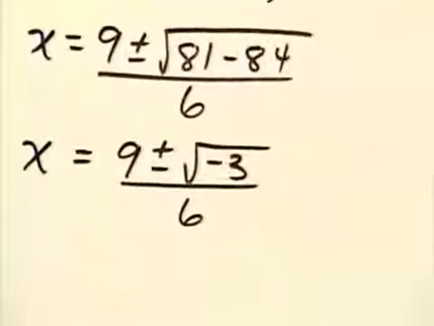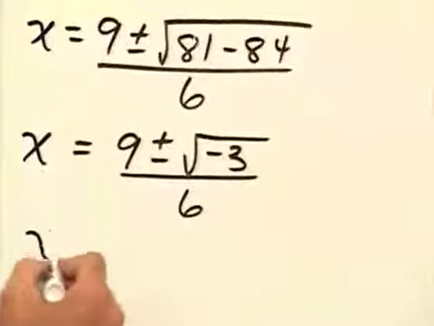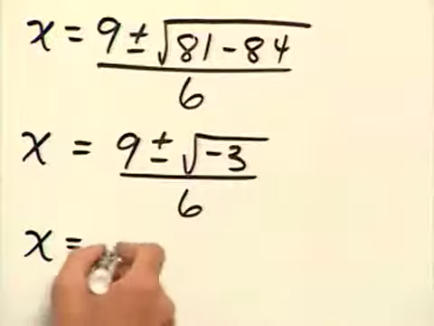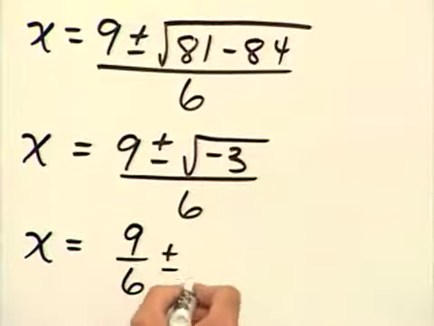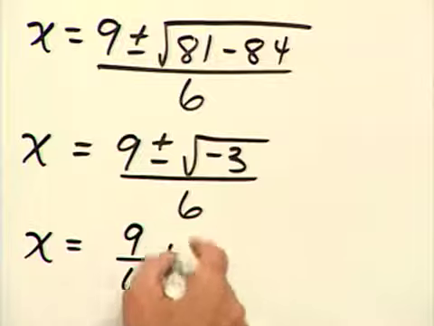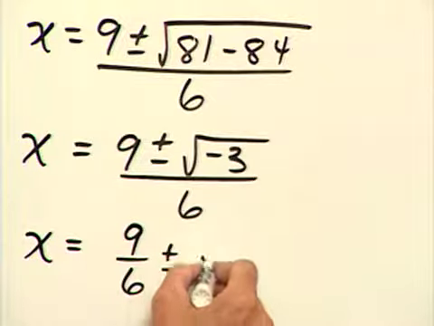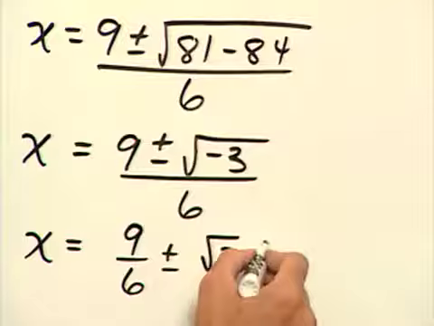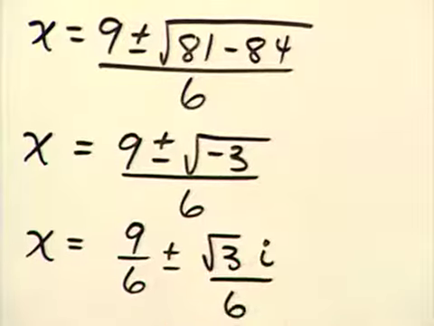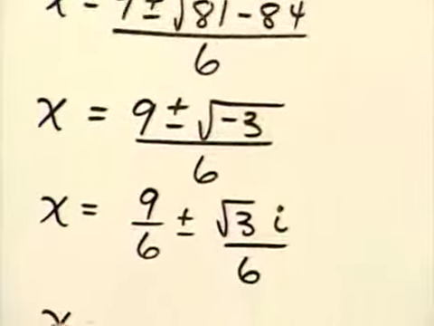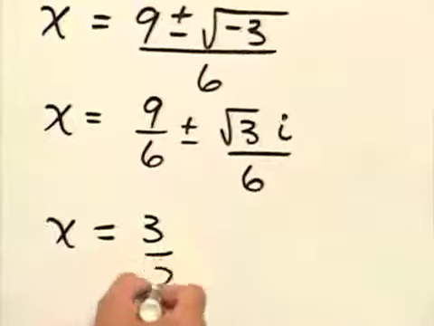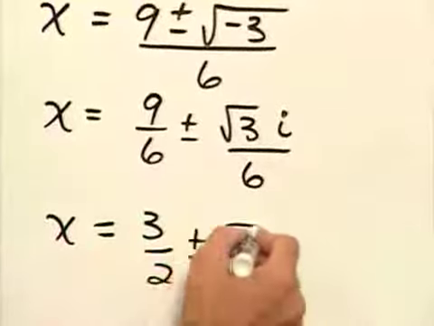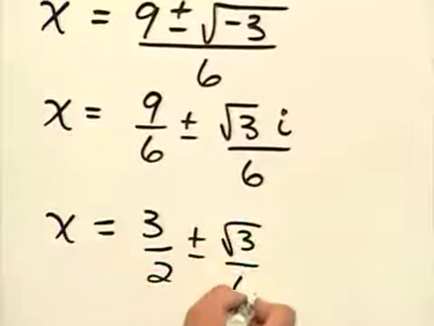But we need to simplify this, and the easiest way would be to write this as separate fractions. So I'll have x is equal to 9 over 6 plus or minus the square root of negative 3. We can simplify to be the square root of 3i divided by 6. And if we reduce the fraction 9/6, we get x is equal to 3 halves plus or minus the square root of 3 over 6i.